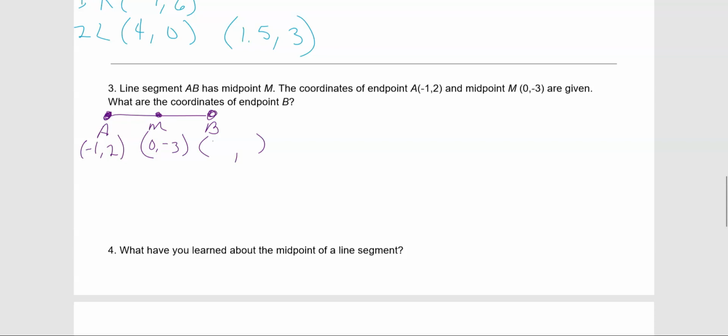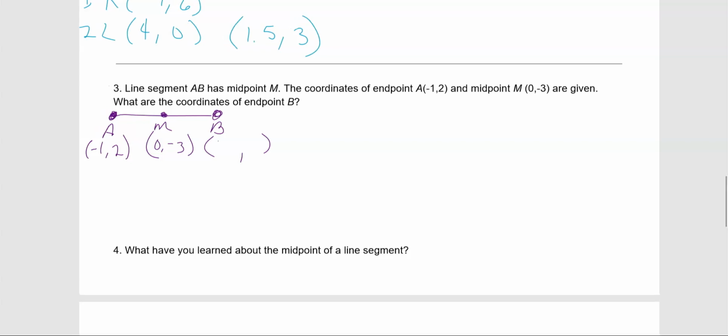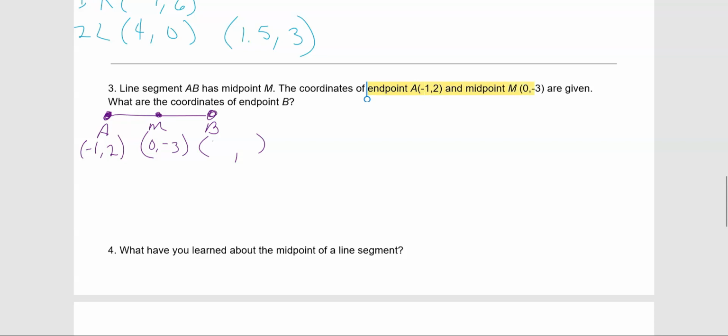So we need to make sure we're paying attention to what we're being asked, because on this problem, a lot of people actually found the midpoint between A and M, and that is not what we were looking for here. We were looking for what are the coordinates of point B. So make sure you're paying attention. So we have our x1, our y1, our x of the midpoint, and our y of the midpoint. X2 is unknown, y2 is unknown. So let's go ahead and solve for the x.